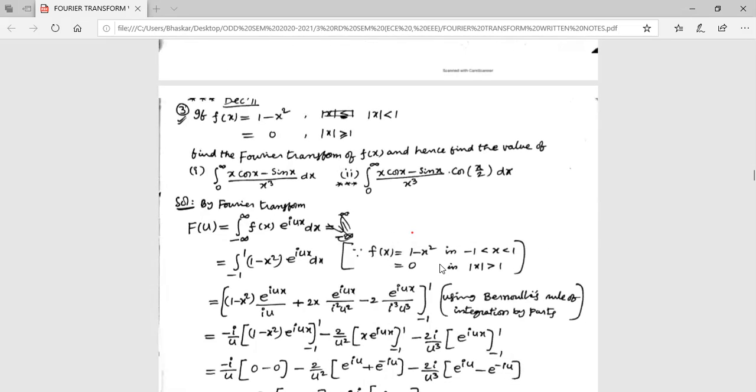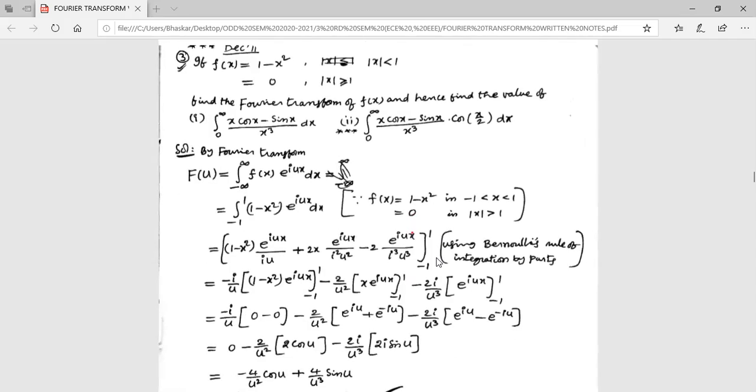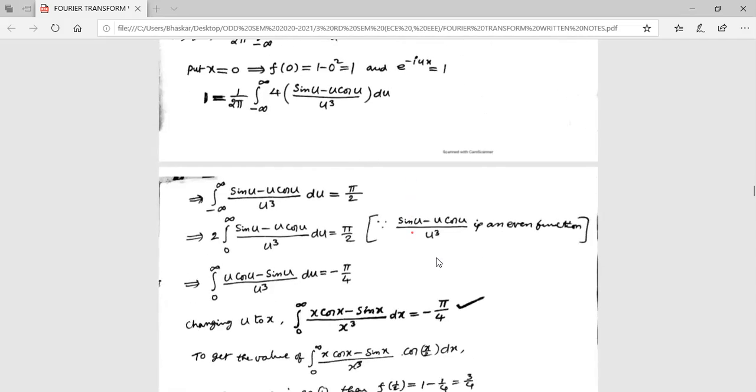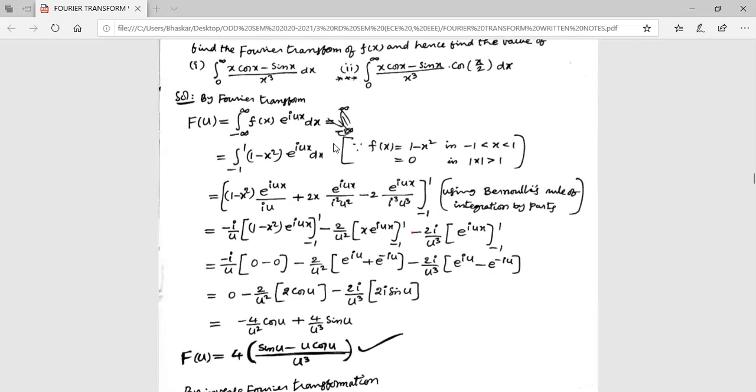These are some of the important problems related to the Fourier transform for different types of functions. Now this is also an important problem: f of x is 1 minus x square for mod x less than or equal to 1 and 0 for mod x greater than 1, and hence find the Fourier transform for the given functions. Now f of x is given here. Substituting the function 1 minus x square, applying the same Bernoulli's here also. Now what do we get here?